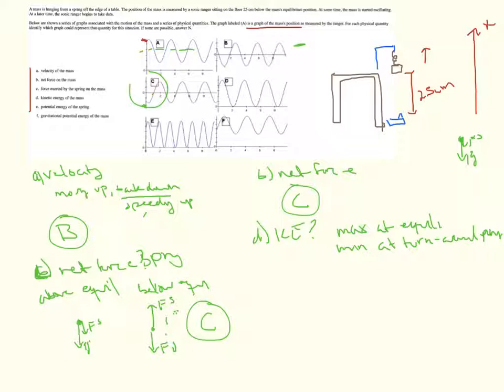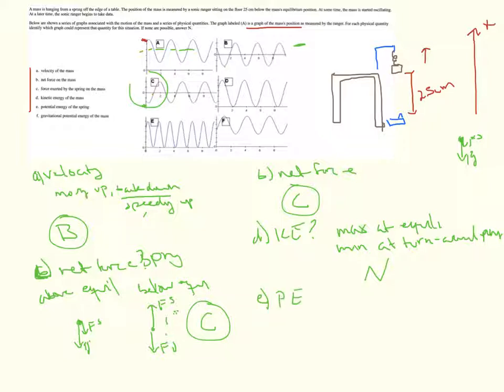So E is never negative, D is never negative, F is never negative. F never reaches 0. D does reach 0, but at the wrong place, and E does reach 0, but at the wrong place. So none should be the answer for kinetic energy.